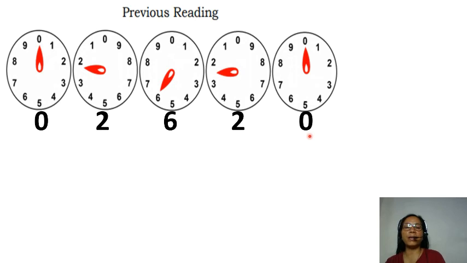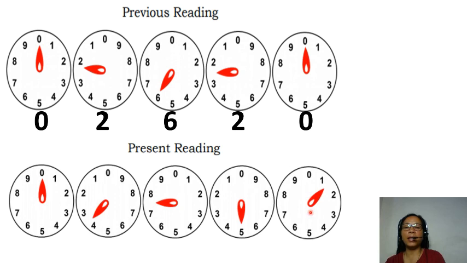What about the present reading? For the present reading, you have here dial 1 in between 1 and 2, so the reading must be 1. Then, second dial, it is directly pointing 5. Third dial, pointing between 8 and 7. So, the reading must be 7. And then, dial 4, it is between 3 and 4. Makita nyo yung arrow. So, the reading must be 3. And then, the last dial, number 5 dial, is the arrow directly pointing 0. So, that is 0. So, the reading for the present month is 0, 3, 7, 5, 1. Okay? So, 0, 3, 7, 5, 1 kilowatt hour.